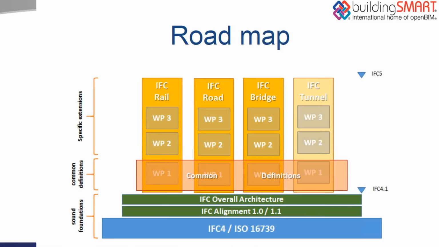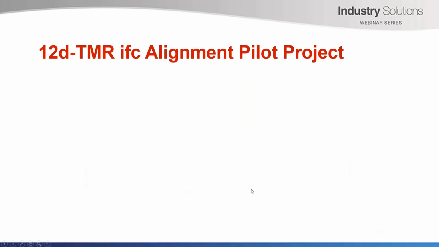So what's happened with the IFCs is you have IFC4, which has come out, even though not many people have it. They then defined IFC Alignment 1.0 and IFC Alignment 1.1, and they're going to be part of an overall architecture, part of IFC 4.1, which is coming out towards the end of the year. And they're making sure that anything common between all these different areas uses the same terminology. And IFC for rail, road, bridge and tunnel are scheduled for IFC 5, which I think is say 2020.